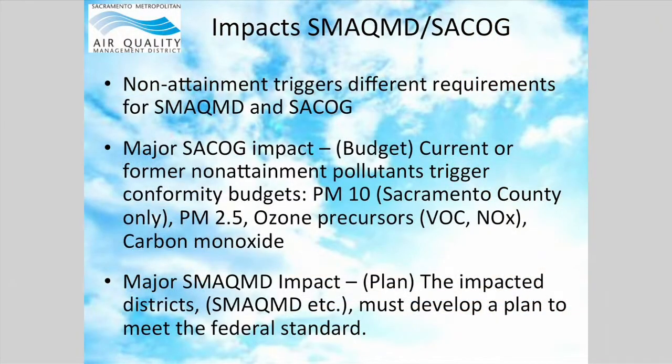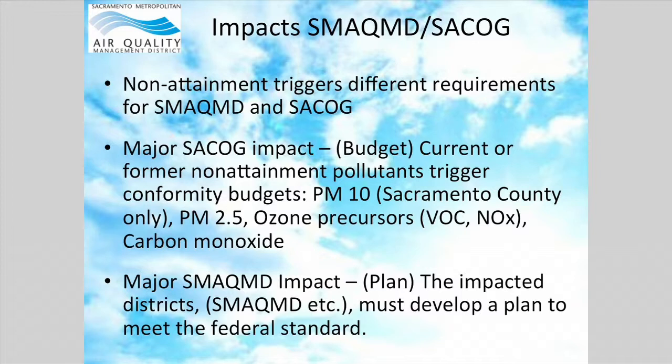There are different requirements for SACOG and air quality districts with regard to this. For SACOG, the major impact is they get a conformity budget, which says they have a certain amount of headroom. They have to stay within a certain realm for their pollutants: PM10, PM2.5, ozone, and so on. So every time they do a plan or a project, they have to evaluate that against the budget that they get. And you'll see a little bit later how that comes about.